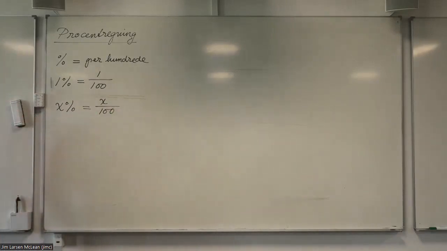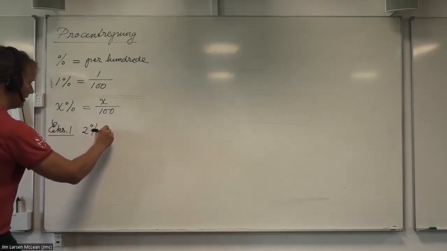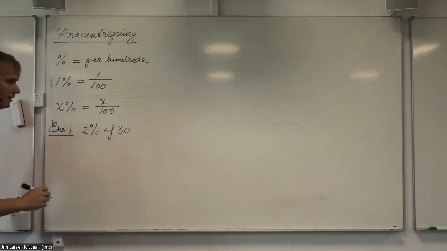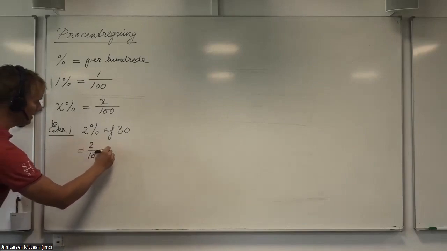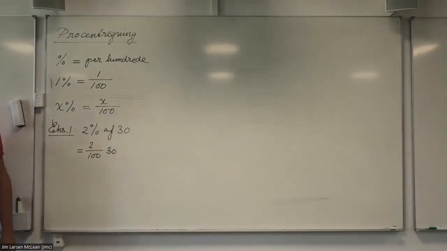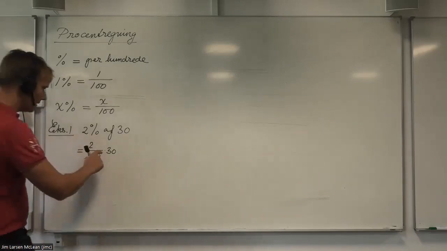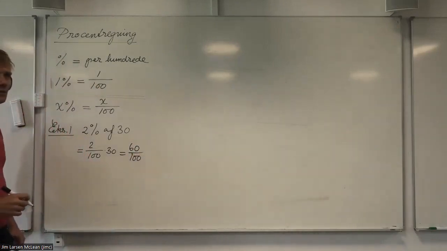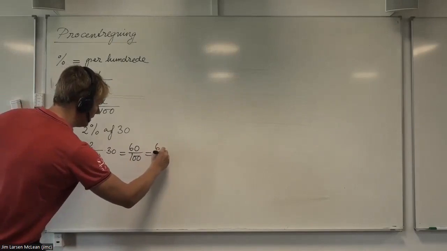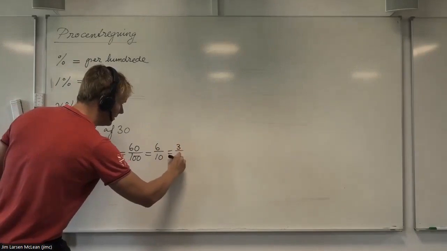Okay. What's 2% of 30, for example? 2% of 30, what is that? What does it mean? It just means what's 2 hundredths of 30? Multiply by 30, and now you just have to know the fraction rules. You multiply a number by a fraction by multiplying the numerator, and 2 times 30, that's 60. So it's 60 hundredths, but I can divide both the numerator and the denominator by 10, so it's 6/10. But I can divide both the numerator and the denominator by 2, so it's 3 fifths. We can't simplify it any further.